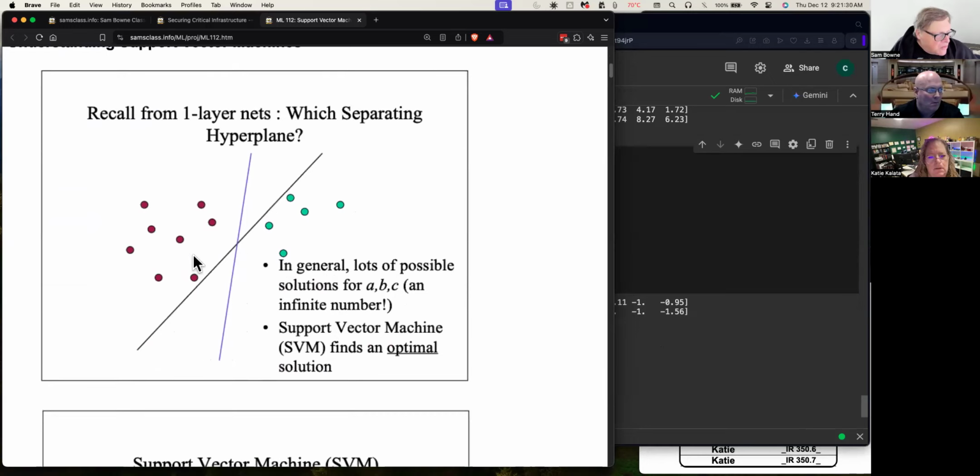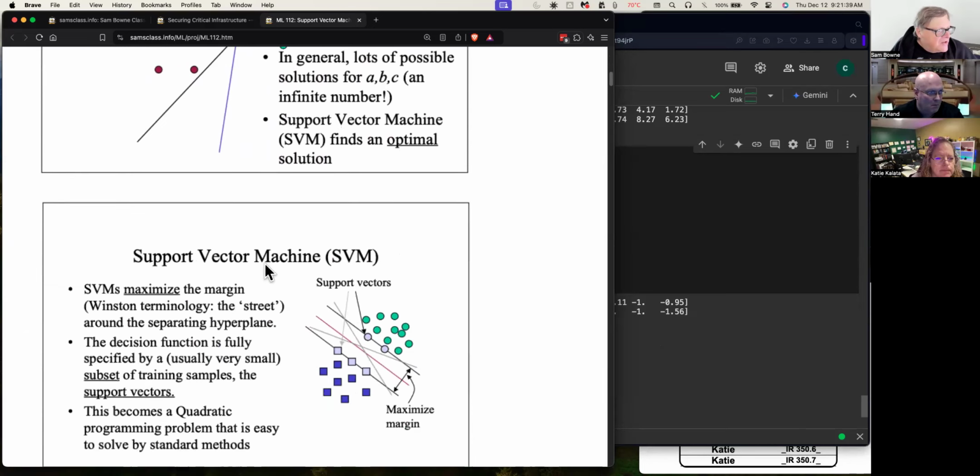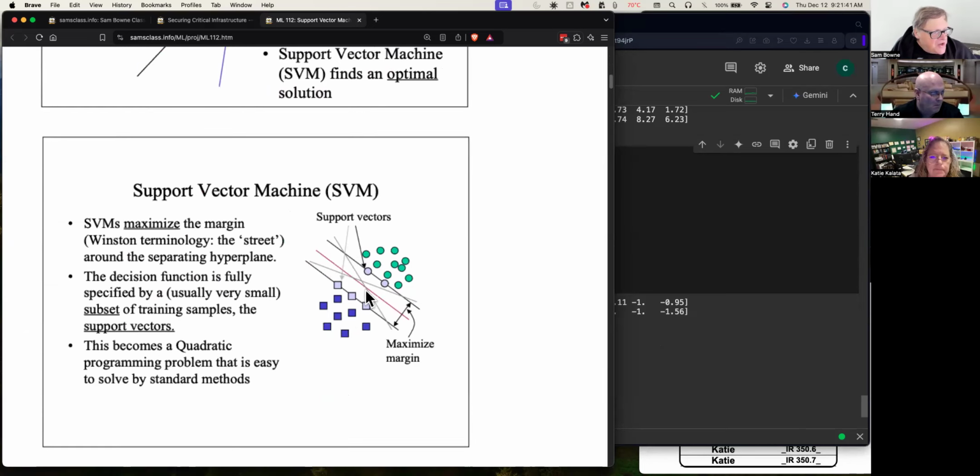Well, this line would work and that line would work. Any decision line would work. All the reds are on one side and all the greens are on the other. So where's the best line to choose? Support vector machines do this. They choose the line that has the biggest road, the biggest margin.